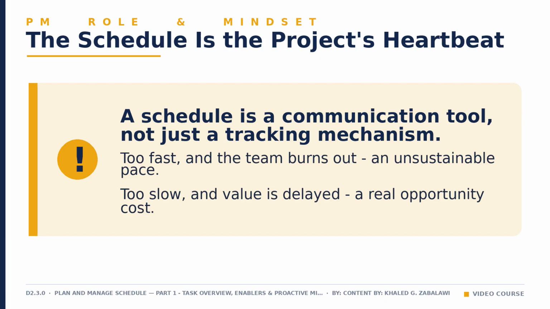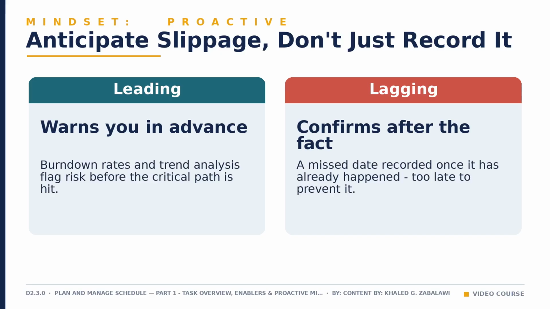Think of the schedule as the project's heartbeat, setting the pace for everyone working within it. If that pace is too fast, you are asking for an unsustainable rhythm. The team burns out, quality slips, and turnover follows. If the pace is too slow, you are not protecting anyone. You are simply delaying the value the project was meant to deliver, which is its own kind of cost. Getting that pace right and communicating it clearly is what makes a schedule a leadership tool rather than just a spreadsheet of dates.